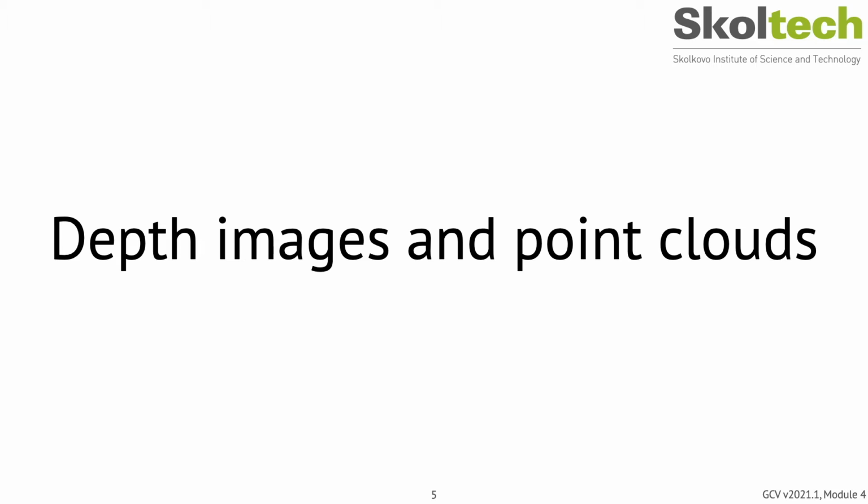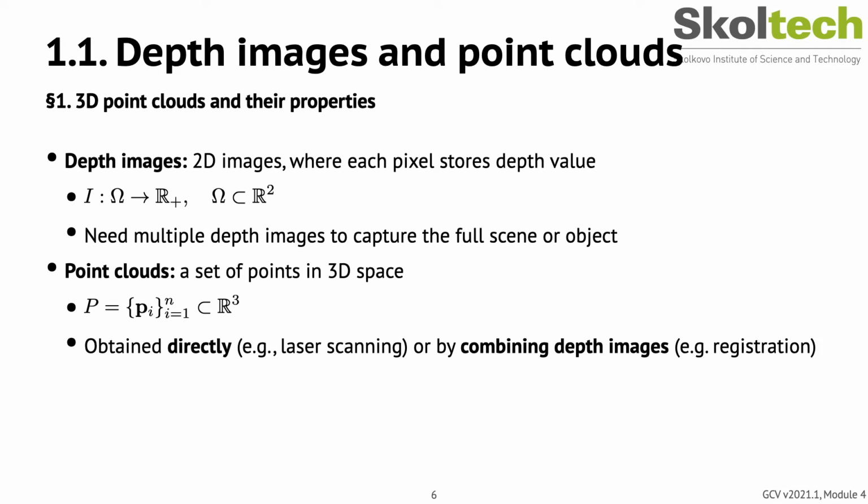Let's start by comparing depth images, which are a familiar data modality, to a point cloud. As you remember, depth images are 3D representations of objects using 2D projections, where each pixel in the projected image records distance to a particular point in the scene. To this end, depth images are 2D pixel grids that can be viewed as functions mapping from a 2D domain to a space of signals.